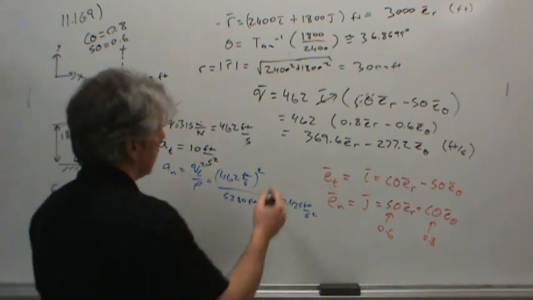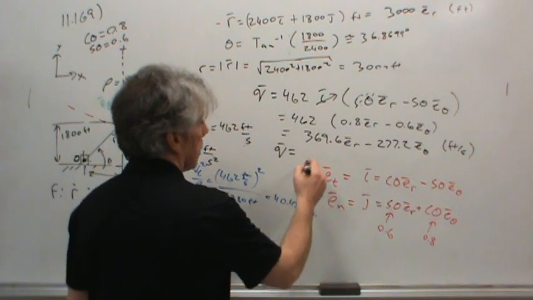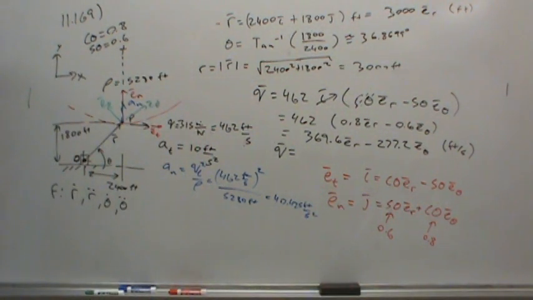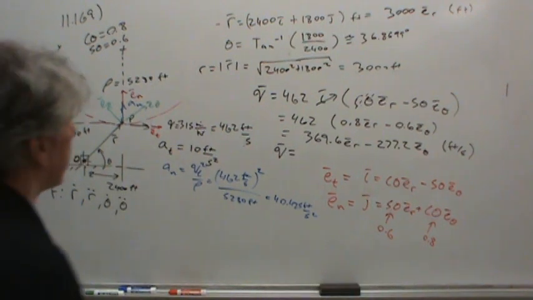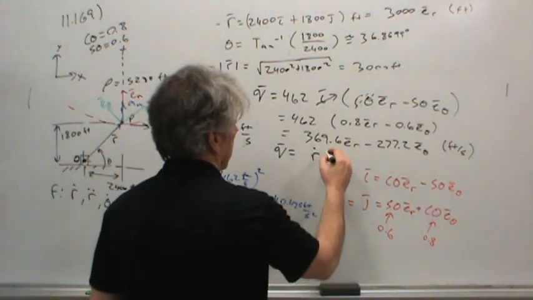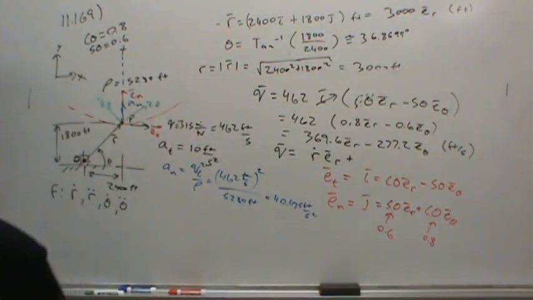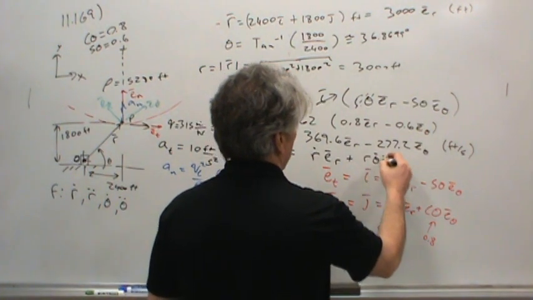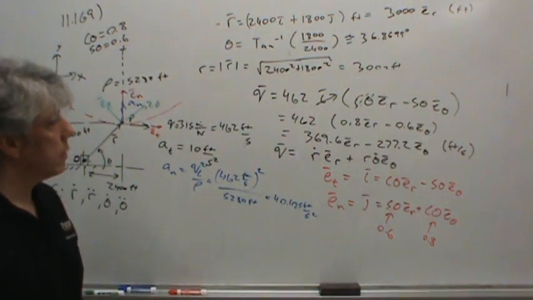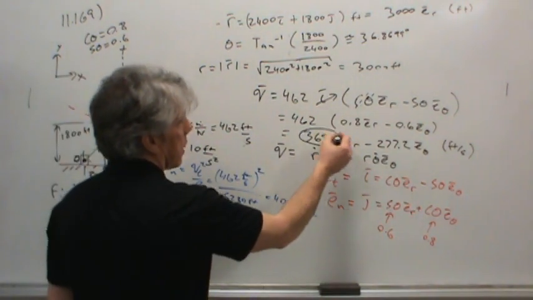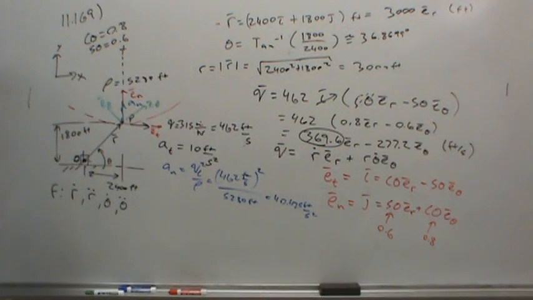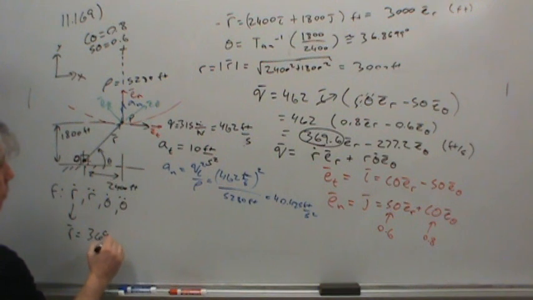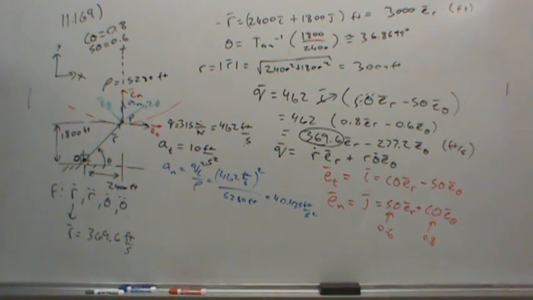But wait a second. Isn't the velocity always, I don't know, let's go look it up. Equation 1142. It's R dot ER plus R theta dot E theta. What does that tell you? Doesn't that tell you that this is our R dot? So we've answered the first question. What is R dot? It's 369.6 feet per second. Okay, does that make sense?